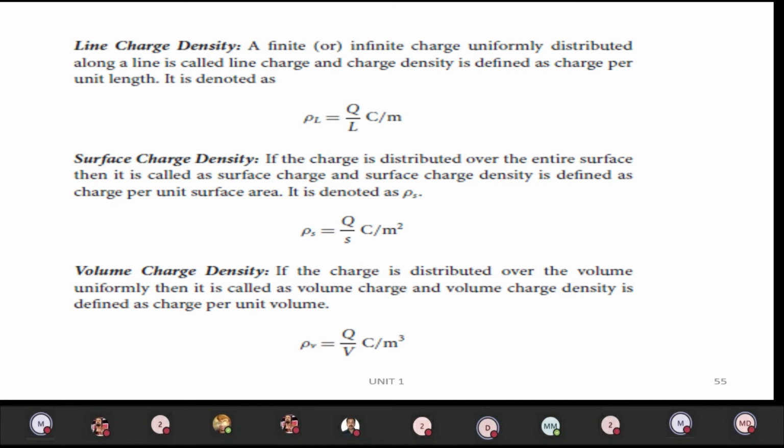And the third one is volume charge density. Volume charge density is charge per volume. Unit is coulomb per meter cube.